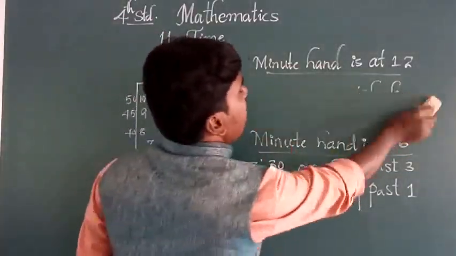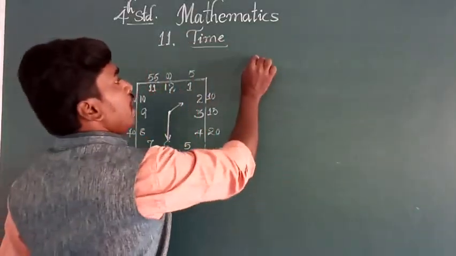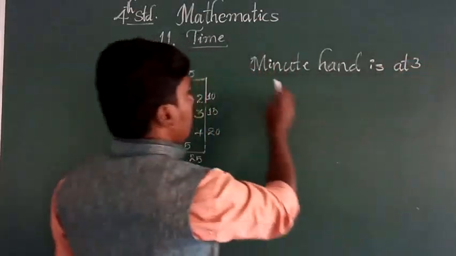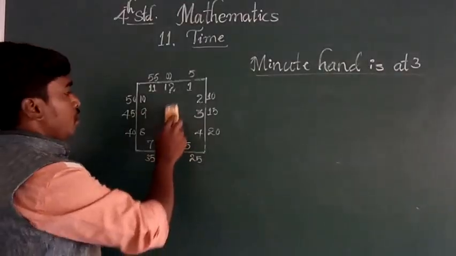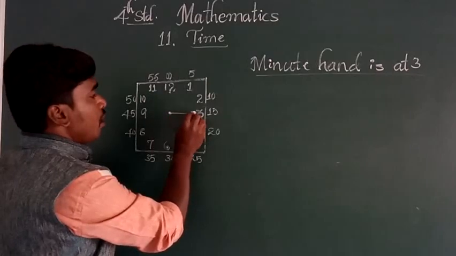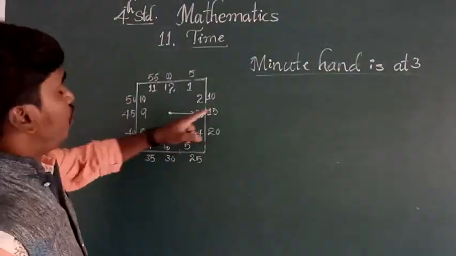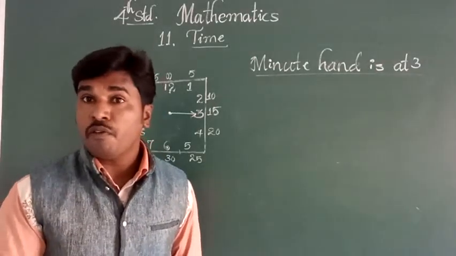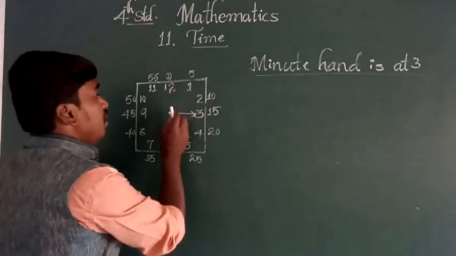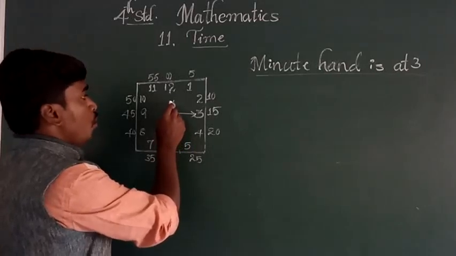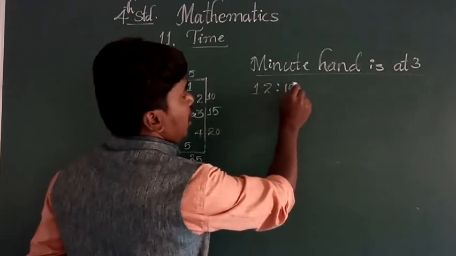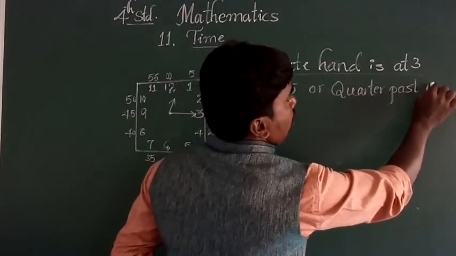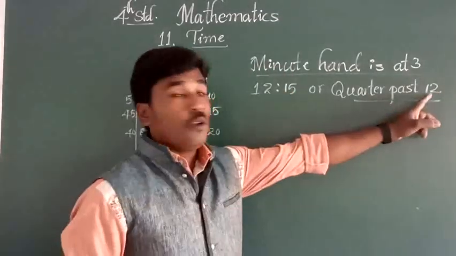Next, when the minute hand is at 3, how to read the time? Dear children, if the minute hand is at 3, it is understood it completes 15 minutes. If it is 15 minutes, we can also say that it is a quarter. The hour hand is in between 12 and 1. So what is the time? It is 12:15, or quarter past 12. That means 15 minutes completed after 12 o'clock.